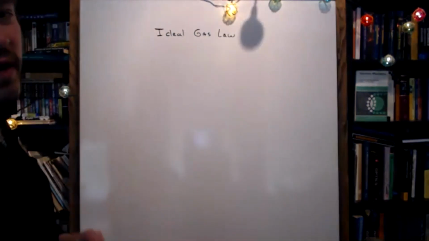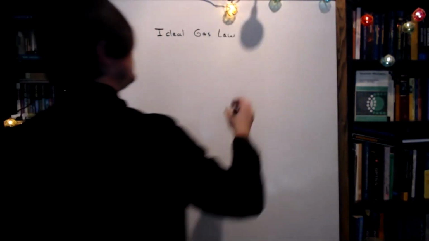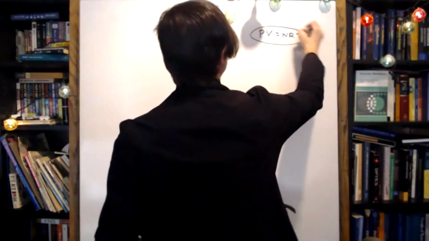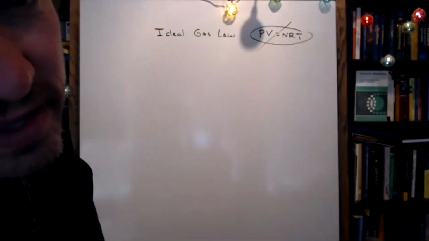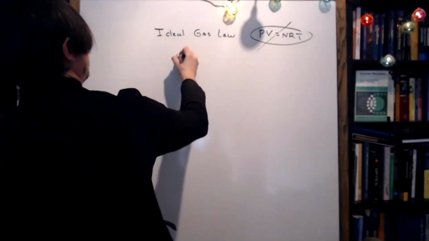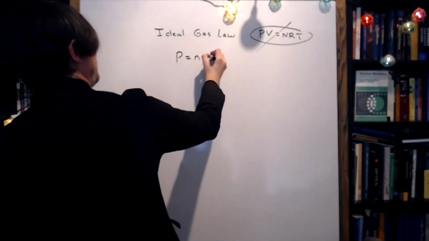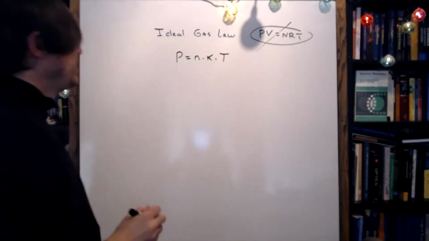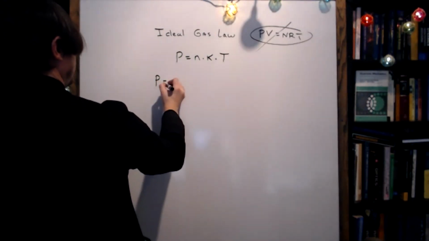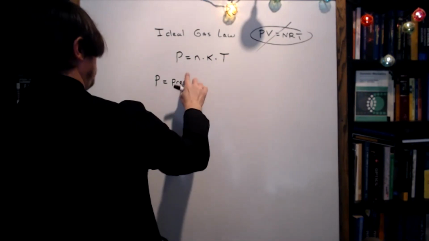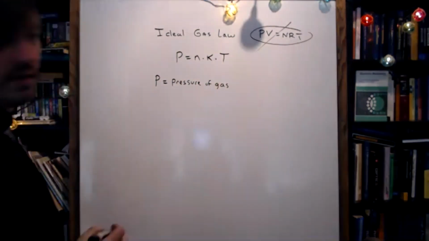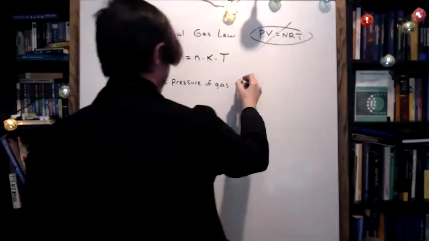Now, when I studied chemistry in high school, they taught me the ideal gas law as PV = nRT. That's a version of the ideal gas law, but it's a lame version. Astronomers and physicists use a different version of the ideal gas law. It's P = nkT, where I'm going to define all of these variables here. P is the pressure of the gas, and the pressure is measured in a unit called pascals.